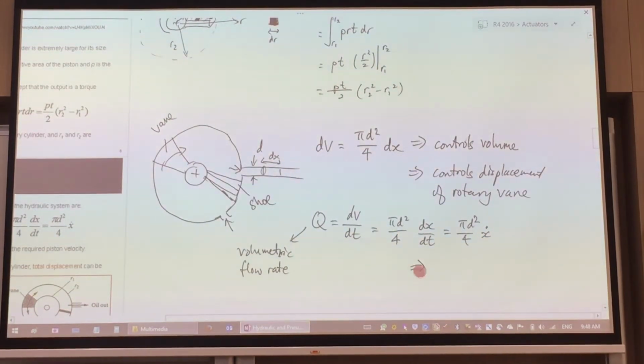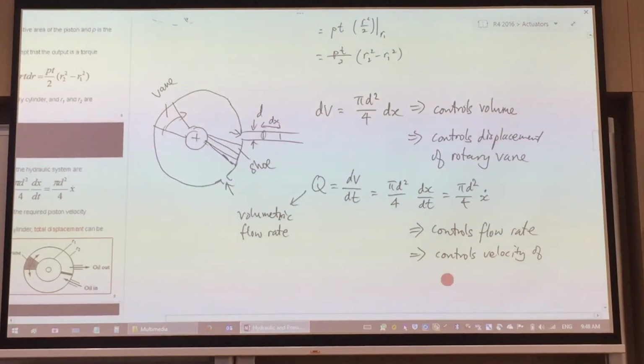So what I have over here is that this controls the flow rate, and what that means is that it controls the velocity of the rotary vane. So the rotary vane is this one. Rotary vane.